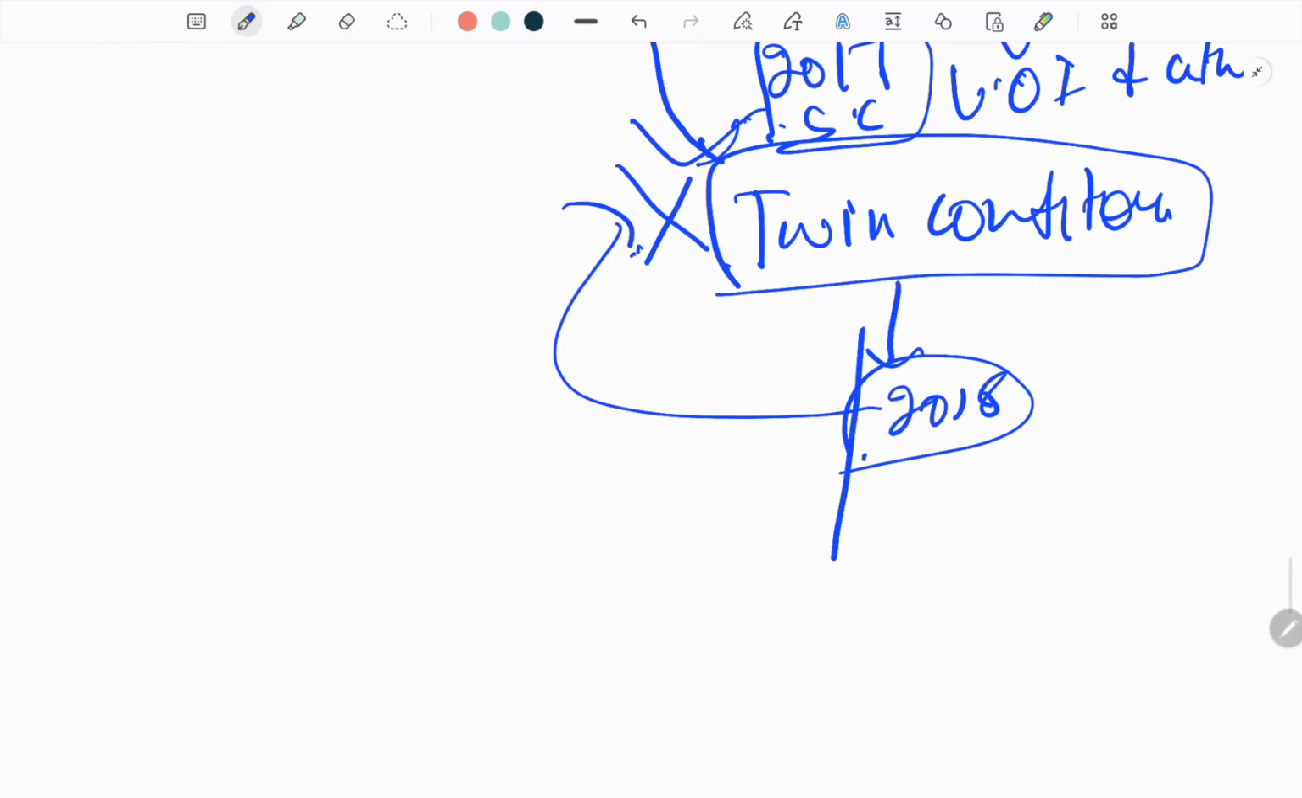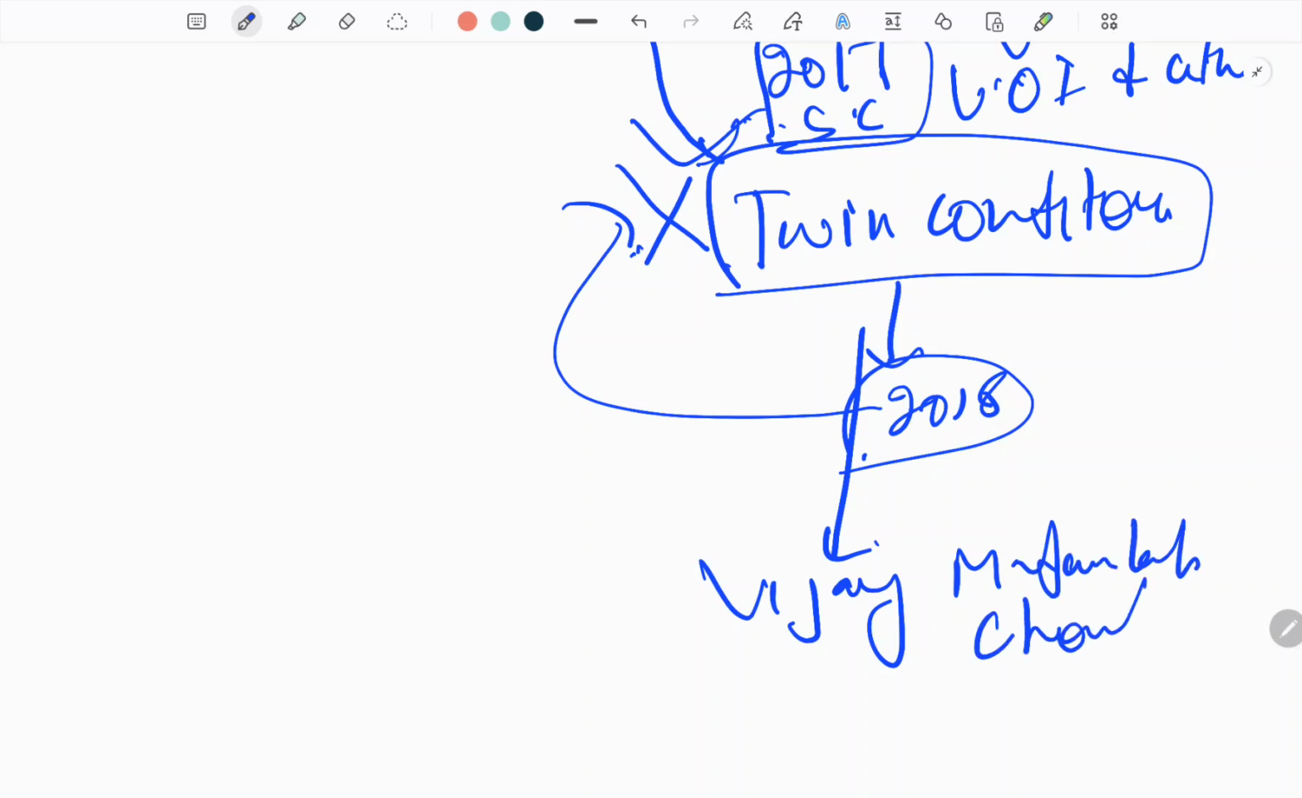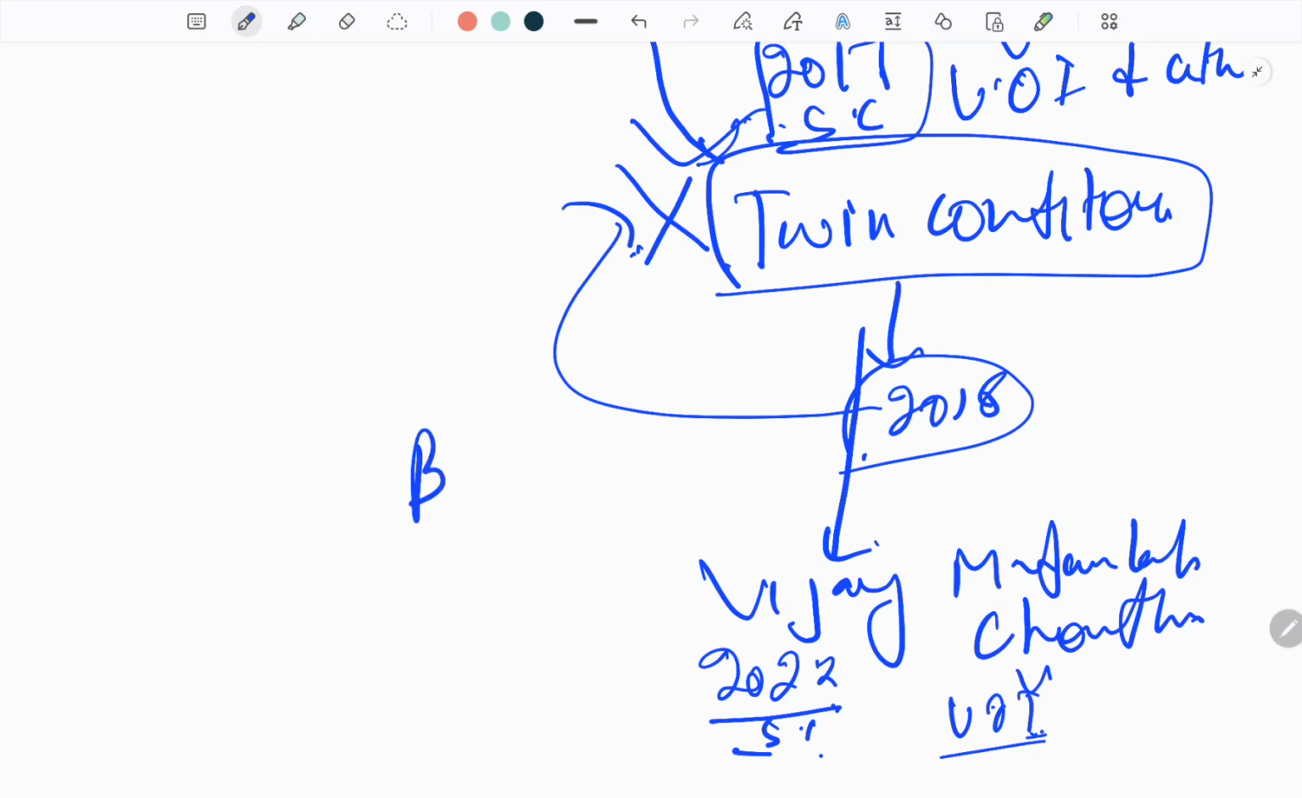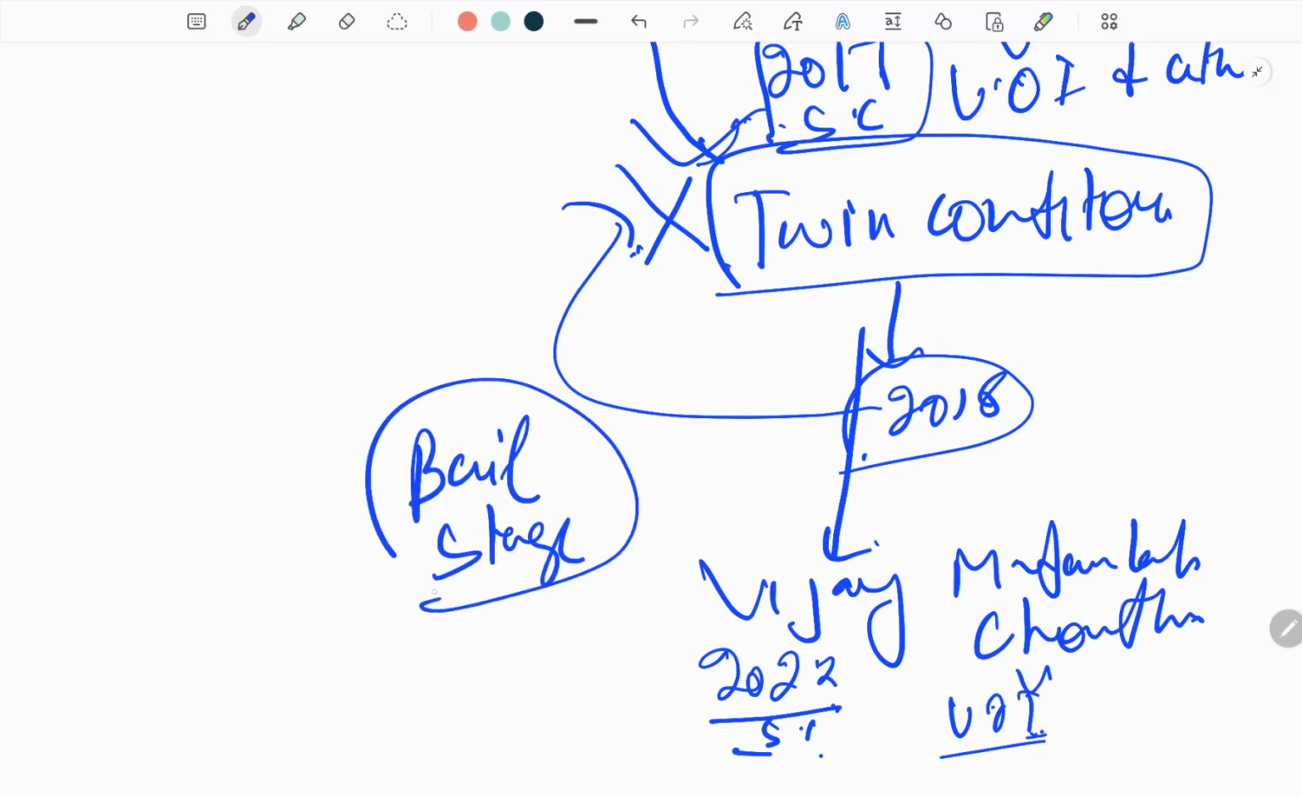That twin condition was again challenged in Vijay Madan Lal Chaudhary versus Union of India, 2022 Supreme Court. It says that section 45 is constitutionally valid and the twin condition is valid, even at the bail stage. The reversal of burden of proof on the accused under section 24 has to be there.